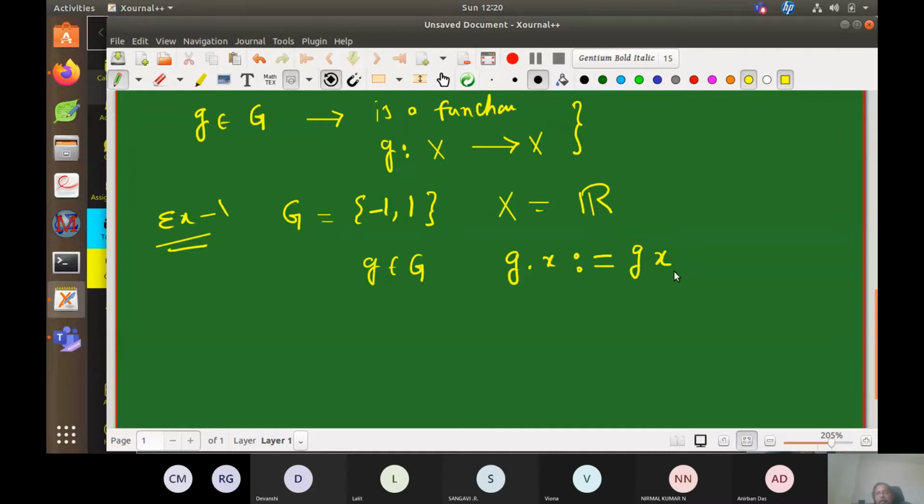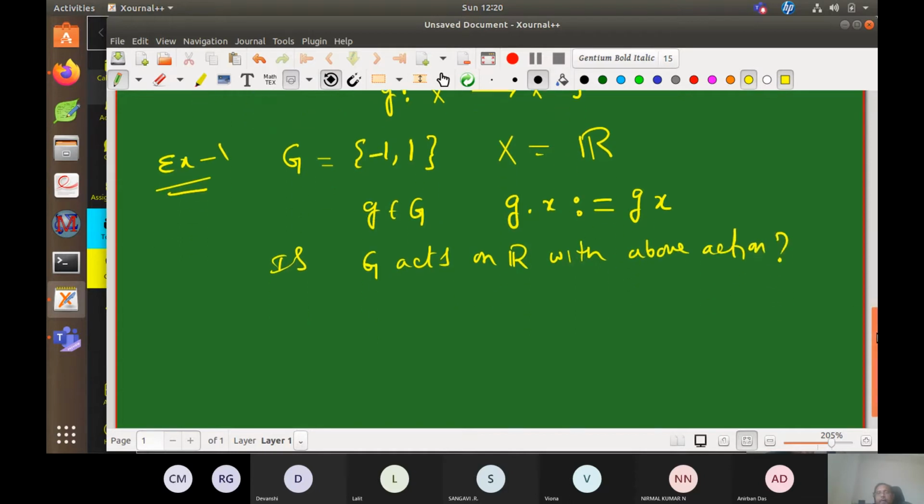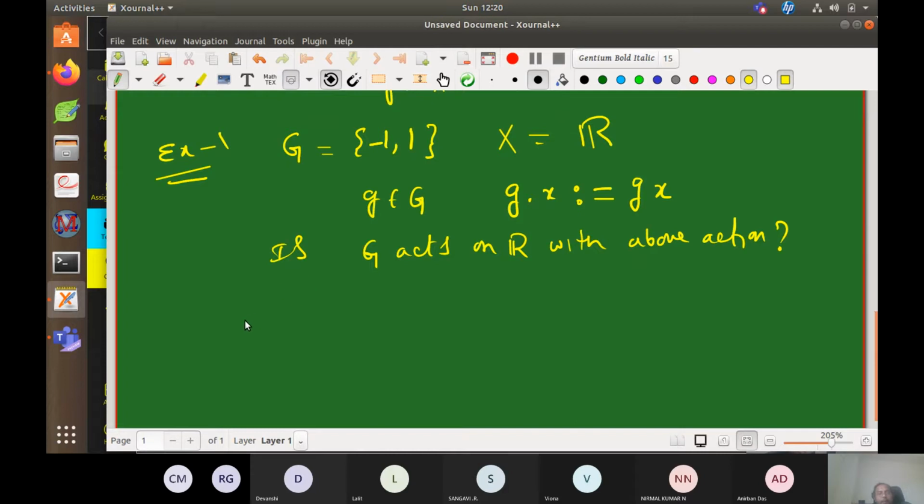Okay, so now is it a group action? The question is, is this a group action? Does G act on R with the above action? Question mark, right? Over to you. So we need to prove two conditions. What is the first condition?